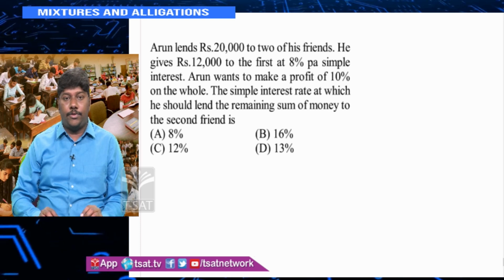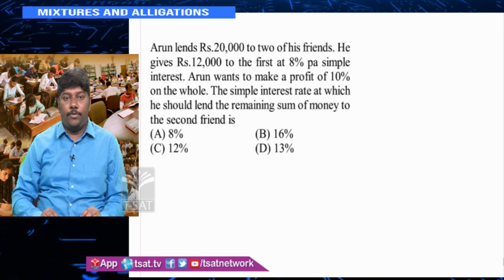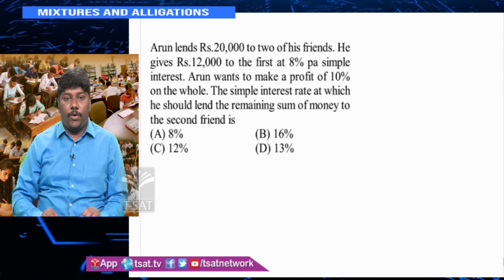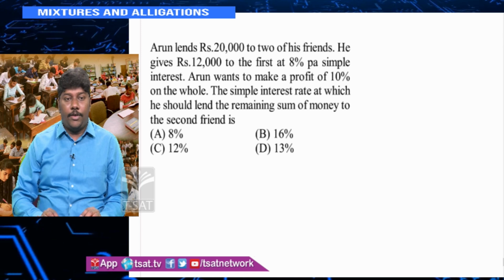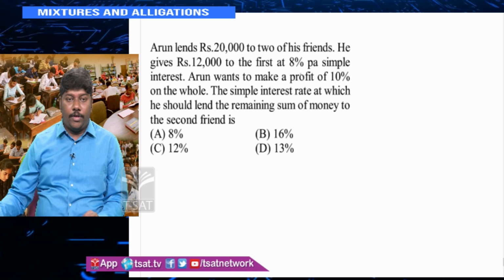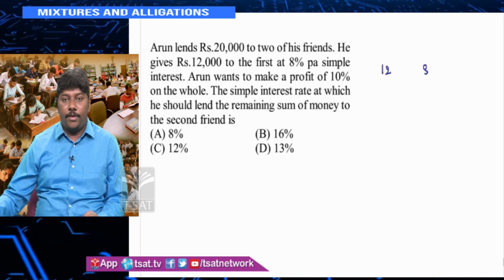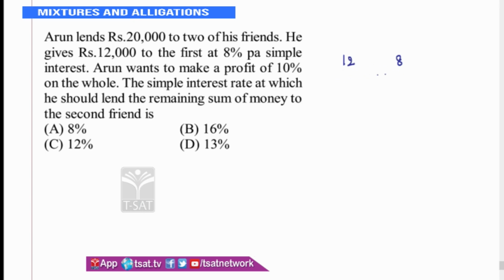Arun lends 20,000 to two of his friends. He gives 12,000 to the first at 8% simple interest. Arun wants to make a profit of 10% on the whole. Find the simple interest rate at which he should lend the remaining sum of money to the second friend. Out of 20, the first fellow is getting 12,000, so the second fellow must get 8,000. I'm not interested in these zeros because it's going to be the same, since you want to find the simplest value. So first fellow 8%, Arun wants to make a profit of 10% on the whole, let the second fellow be X. So here what is missing? A2 is missing.